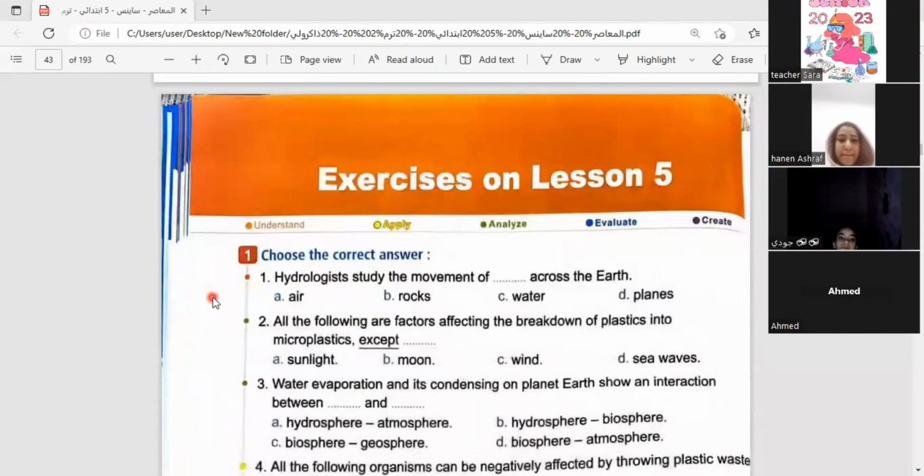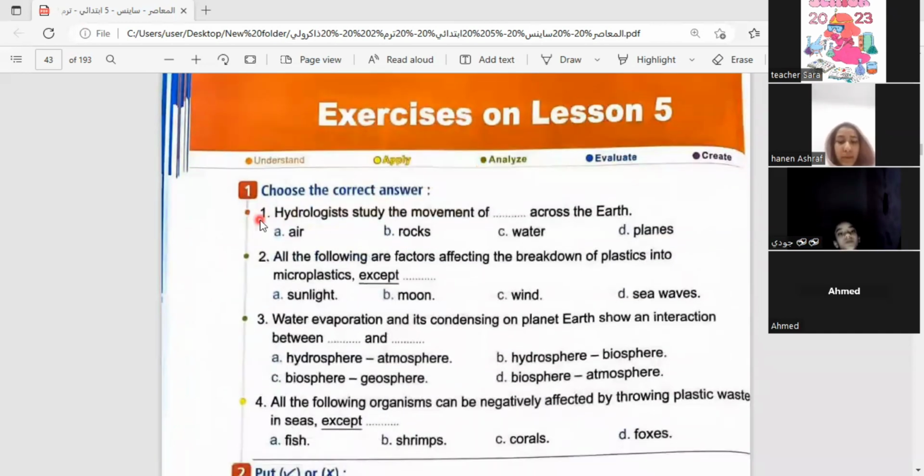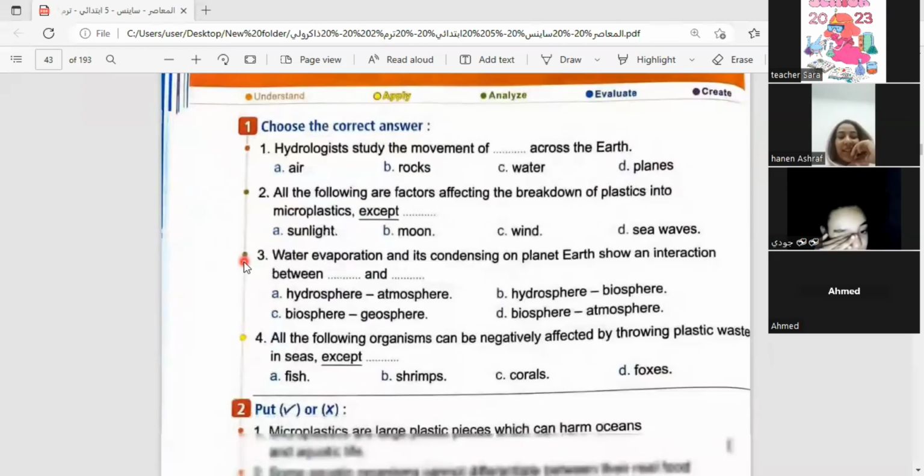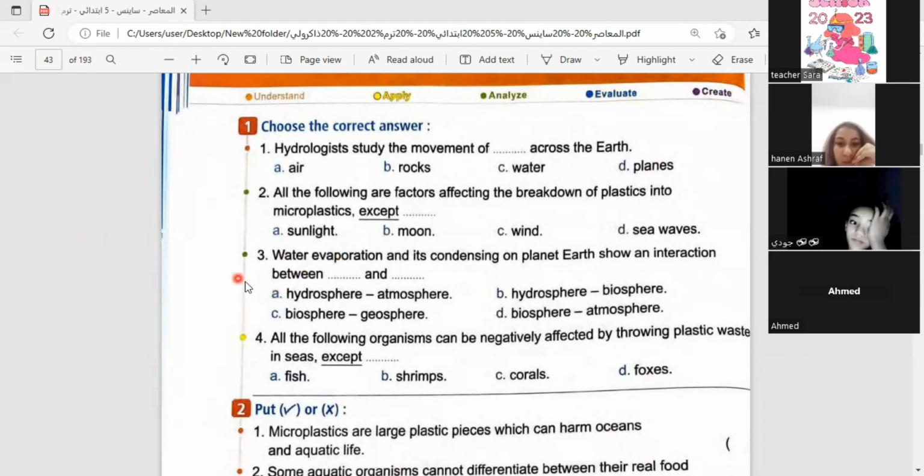Exercise on lesson 5, number 1. Hydrosphere. Hydrologists study the movement of water. Number 2: all the following are factors affecting the breakdown of plastics into microplastics, except what? The moon. Number 3: water evaporation and its condensing on planet Earth show an interaction between space and space.